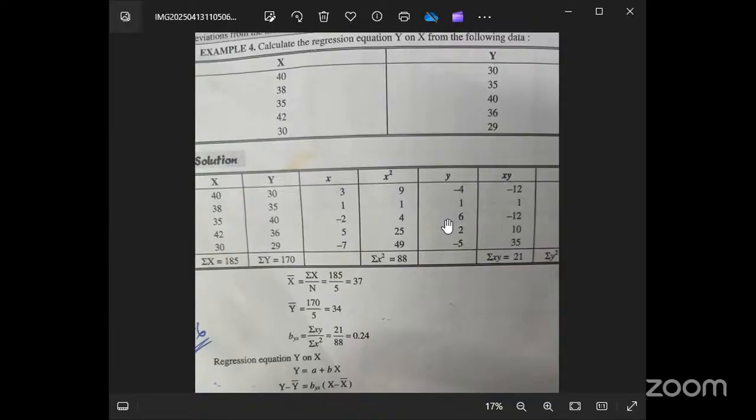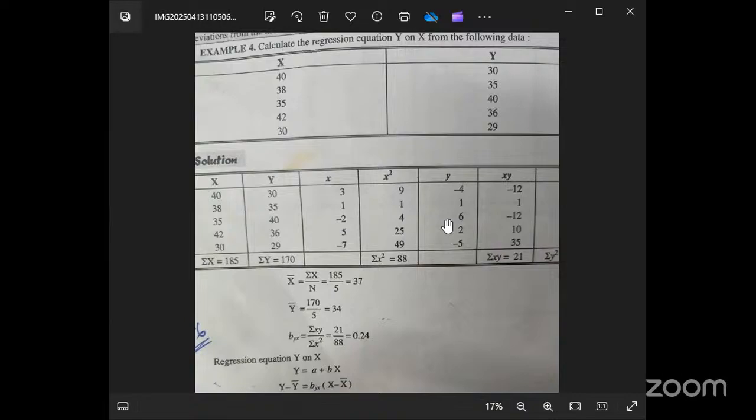How will we find out x bar? It's very simple: sigma x by n. Here, what is sigma x? Sigma x is 185. What is n? n is the number of items, or number of values, we got.